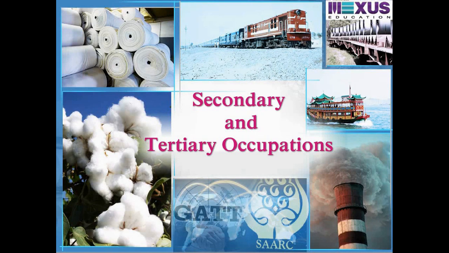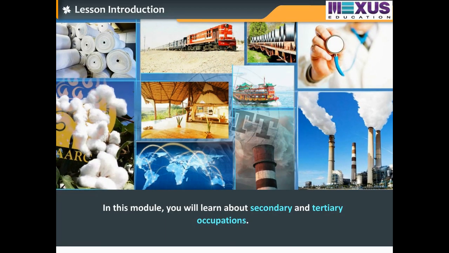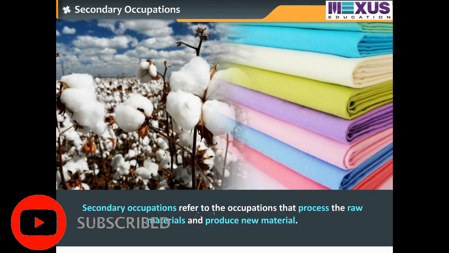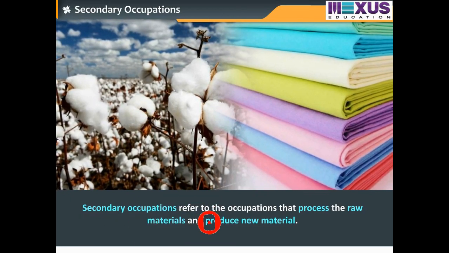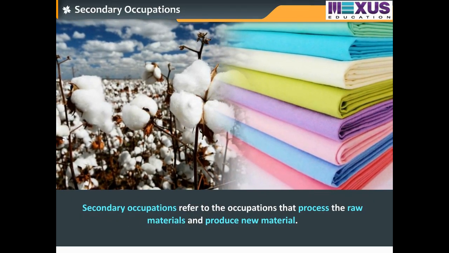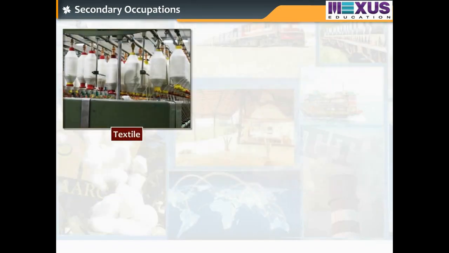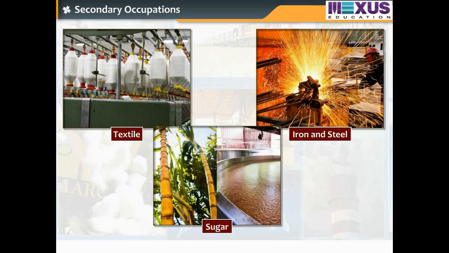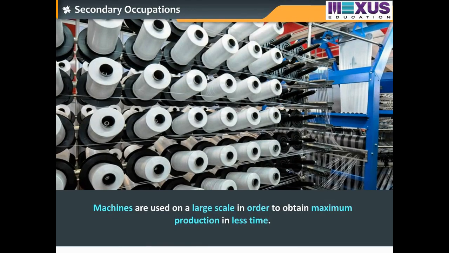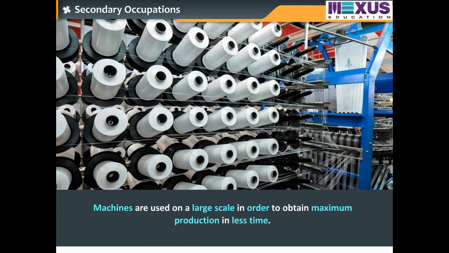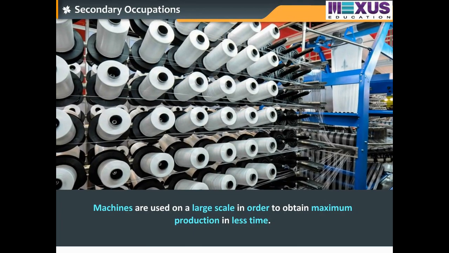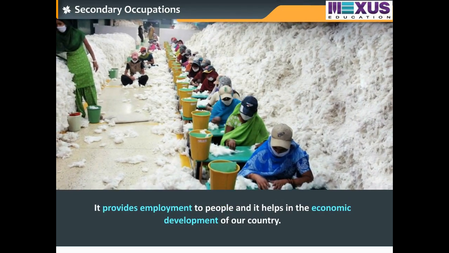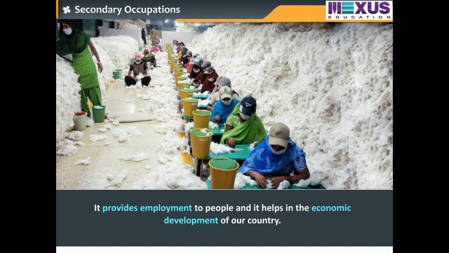Secondary and tertiary occupations. In this module, you will learn about secondary and tertiary occupations. Secondary occupations refer to the occupations that process the raw materials and produce new material. For example, textile, iron and steel or sugar-producing industries. In these occupations, machines are used on a large scale in order to obtain maximum production in less time. They provide employment to people and help in the economic development of the country.